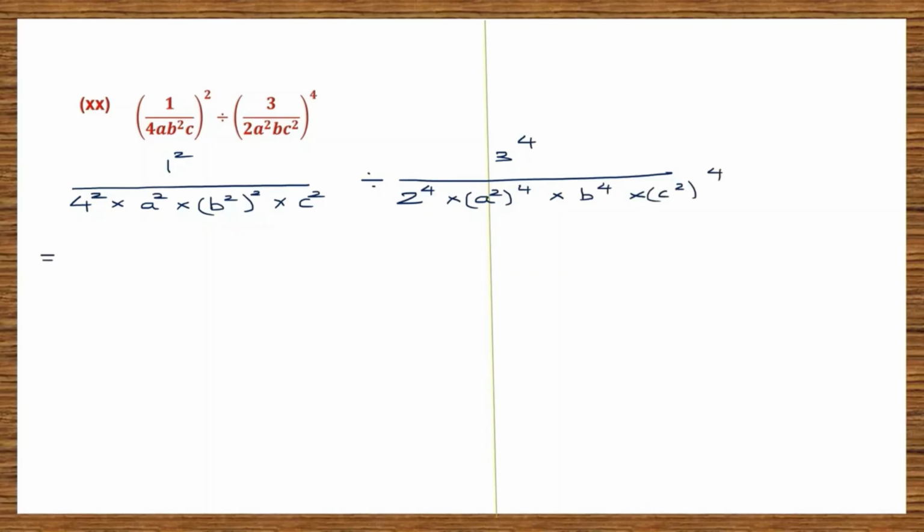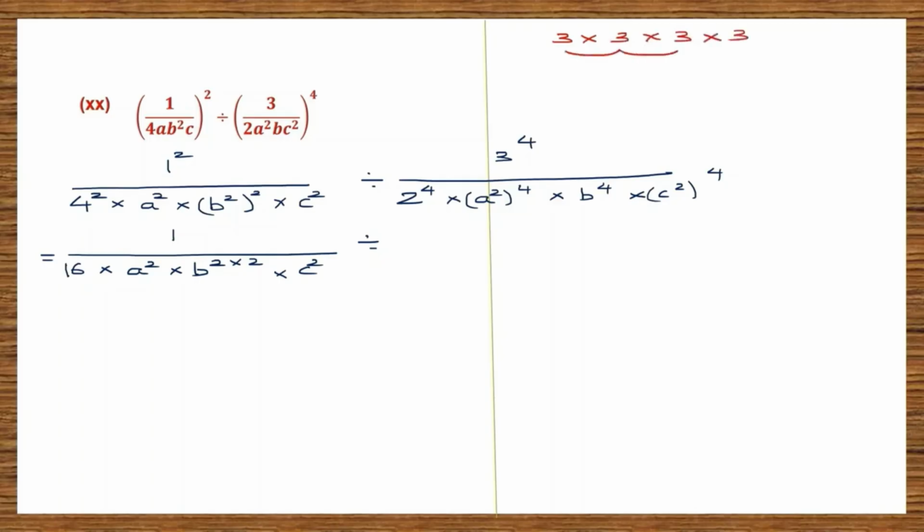So this will be 1 square means 1 into 1 which will be 1 itself. Now 4 square, 4 4s are 16, into a square, into b to the power of 2 into 2, because when one power is raised to another power you multiply. c to the power of 2 divided by, now here 3 to the power of 4. How much is 3 to the power of 4? 3 into 3 into 3 into 3. 3 3s are 9, 9 3s are 27, 27 3s are 81.